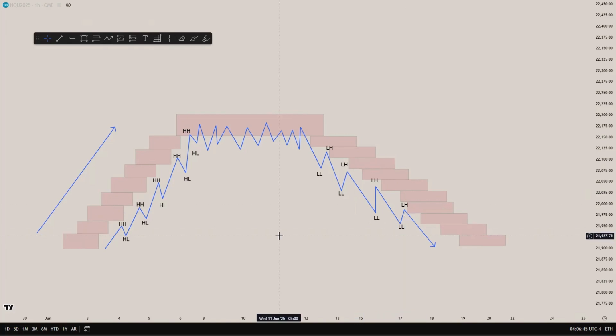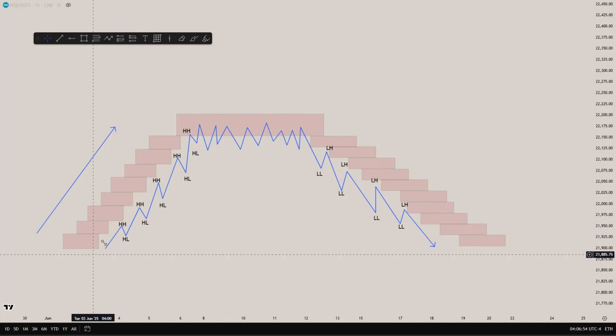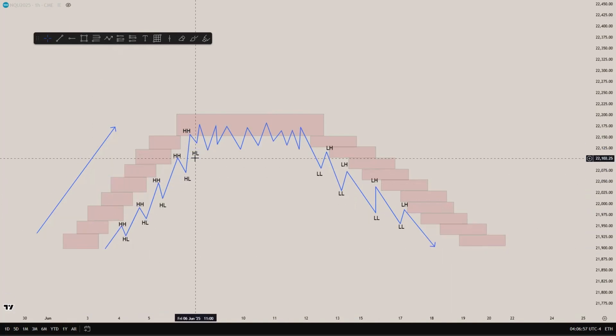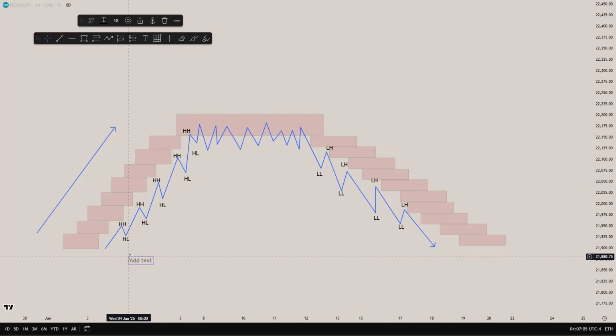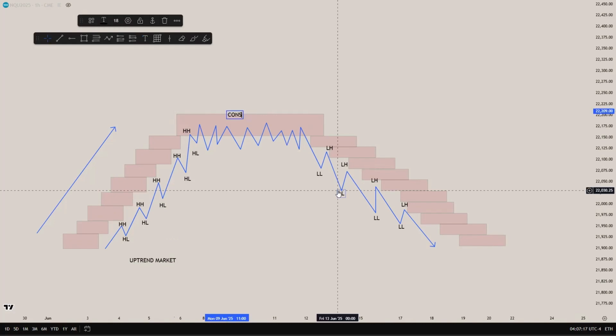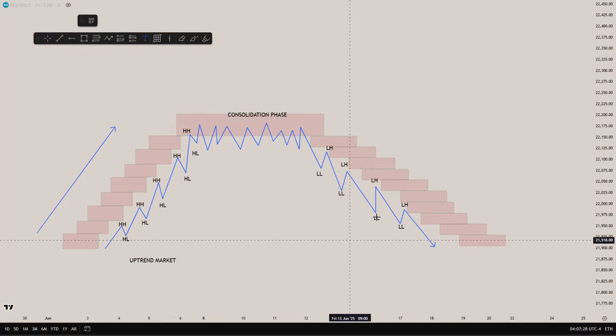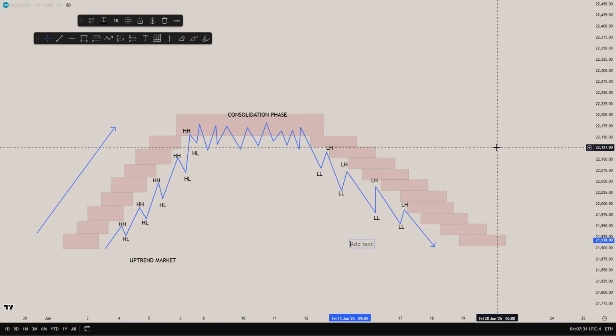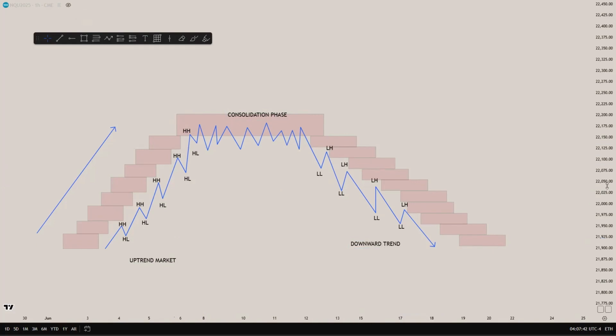So this tells us the basic market structure in which we have learned that the market has three phases. The higher highs and higher lows generally depict an uptrend in the market. The sideways phase is generally considered a consolidation phase, and the case of lower highs and lower lows is depicted as a downward trend. So this completes our basics of the market structure.